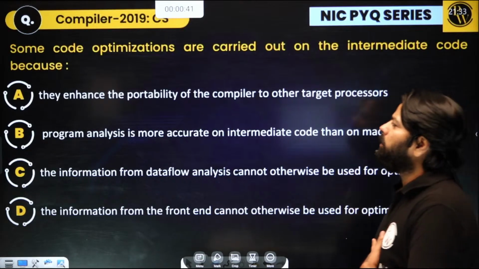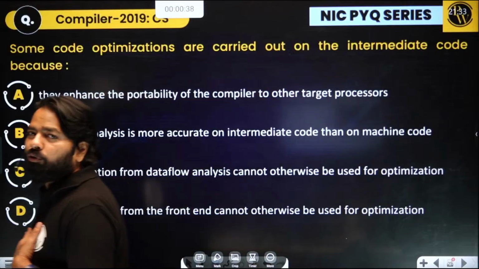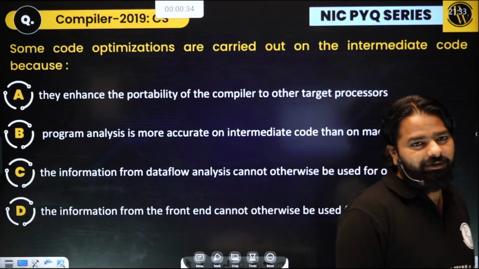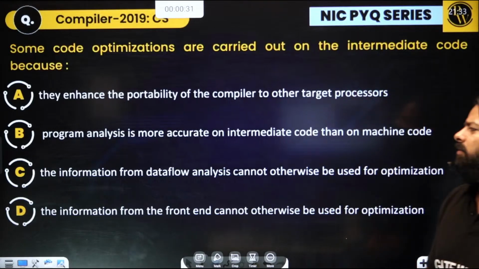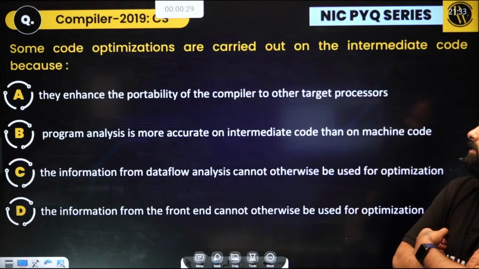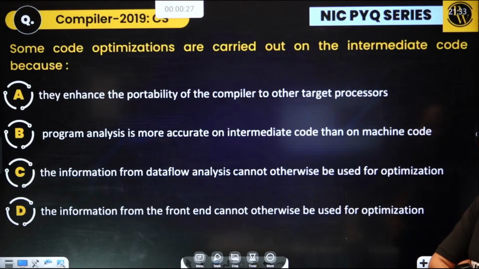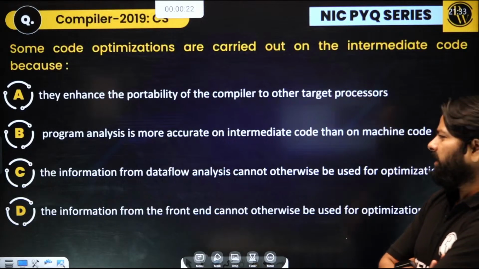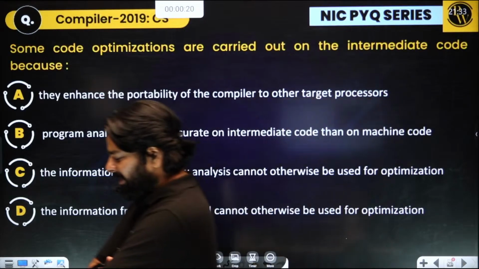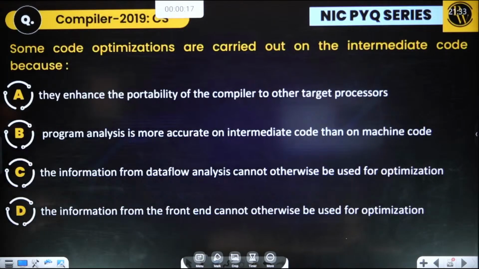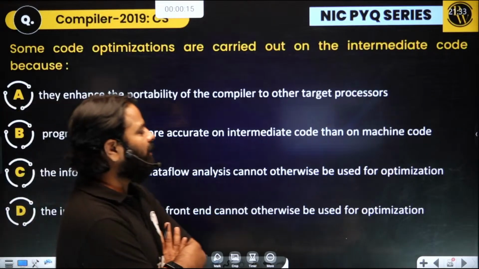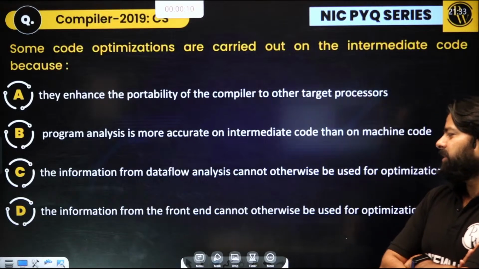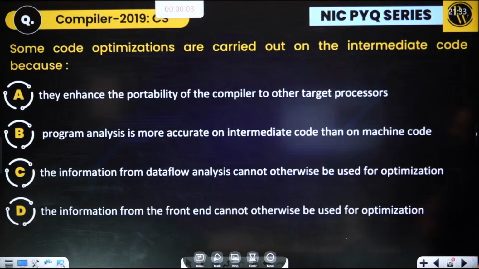Option A: They enhance the portability of the compiler to other target processors. You need to understand the meaning of this line. If you do not, then you may go with that. Option B: Program analysis is more accurate on intermediate code than on machine code. Accurate? What do you mean by that? Option C: The information from data flow analysis cannot otherwise be used for optimization. Why cannot? Option D: The information from the front end cannot otherwise be used for optimization.